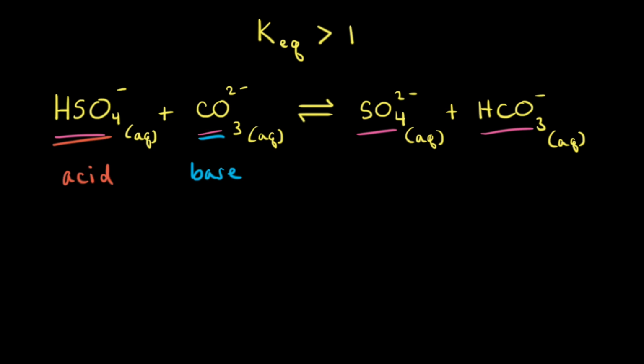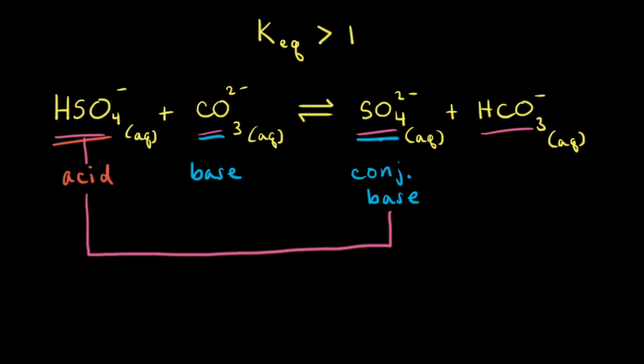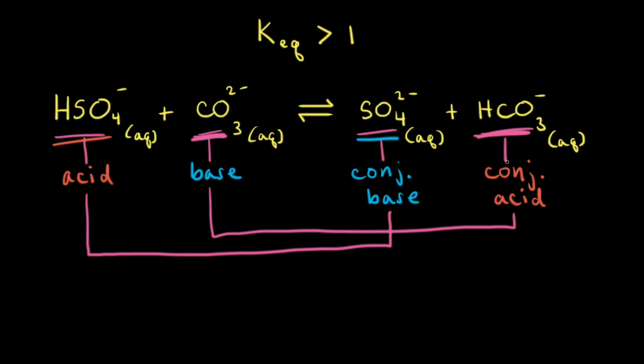After the hydrogen sulfate anion donates its proton, it turns into the sulfate anion, SO4 2-. Therefore, the sulfate anion must be the conjugate base to HSO4-. So one conjugate acid-base pair is HSO4- and SO4 2-. And when the carbonate anion accepts a proton, it turns into the hydrogen carbonate anion. Therefore, the hydrogen carbonate anion must be the conjugate acid to the carbonate anion. So our other conjugate acid-base pair consists of the carbonate anion and the hydrogen carbonate anion.